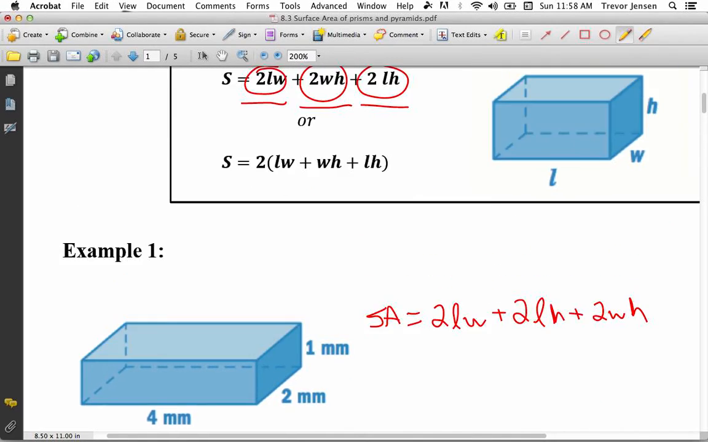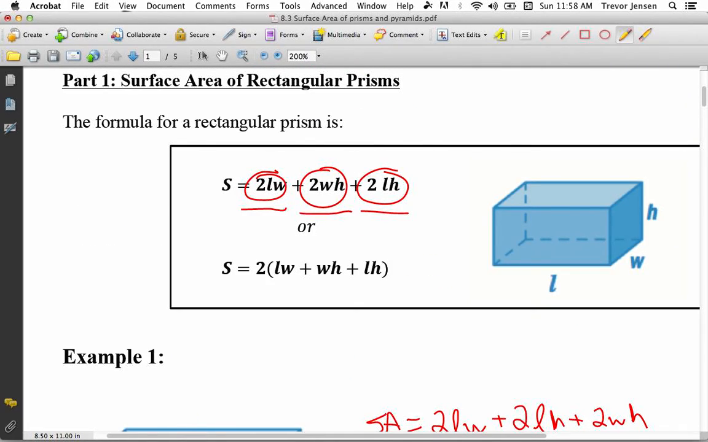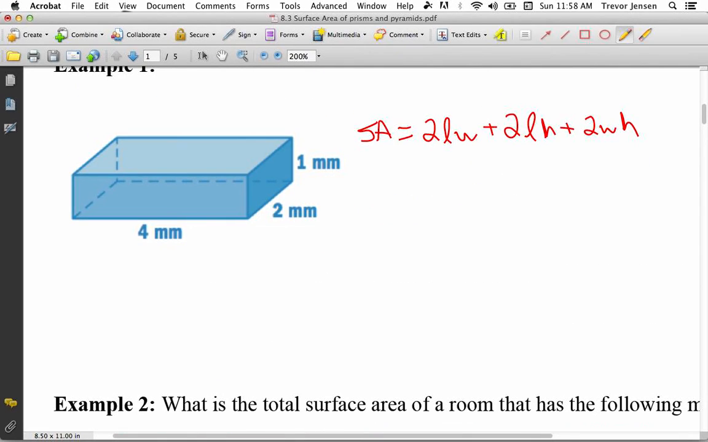2 times L times W plus 2 times L times H plus 2 times W times H. I have these reversed from our formula from above, but that doesn't matter. Okay? So what we want to do is label our rectangular prism, our length, our width, and our height of it. So I've got 3 dimensions. Doesn't matter, depending on your perspective, which one you label which. Just make sure you label them.